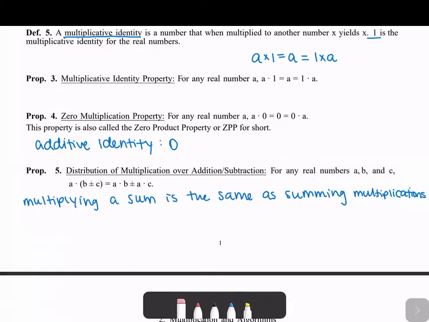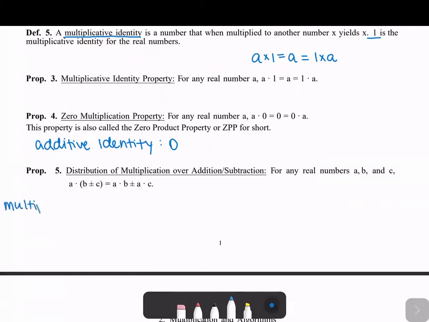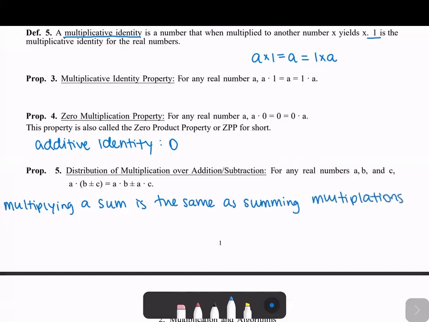Let me rewrite this really quick, just so: multiplying a sum is the same as summing multiplication. So if this is confusing to you, then you don't have to think about it this way, just showing you how the words kind of relate.